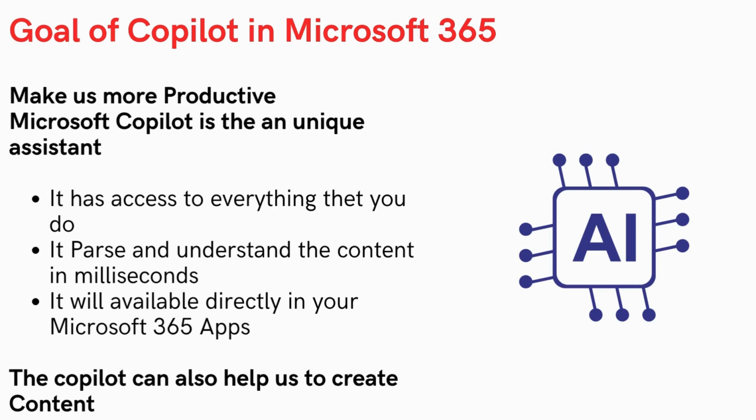Microsoft Copilot is your unique AI assistant, built to make you more productive than ever. It's available right where you work, directly inside your favorite Microsoft 365 apps. Copilot has access to everything you do: your emails, documents, meetings, and chats. It understands and parses content in milliseconds, helping you stay ahead without missing a beat. Need to create content? Copilot helps you draft, design, and deliver faster and smarter. Microsoft Copilot, your AI-powered partner for productivity.